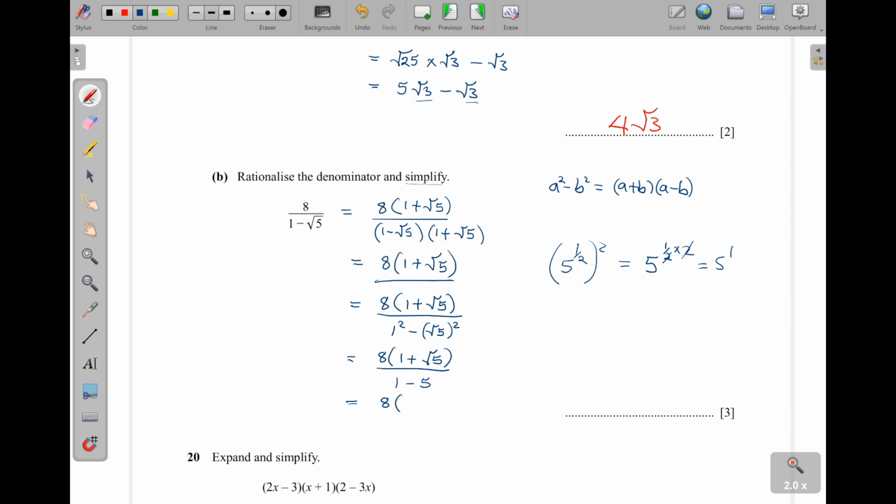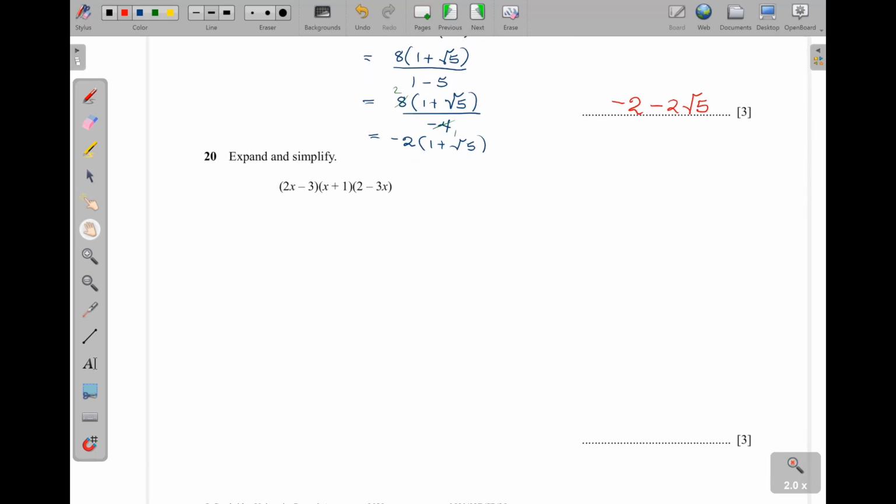And then here we have 8 times 1 plus root of 5, then over negative 4. Now negative 4 here goes in 8. 4 goes in 8 2 times. So that means I can have my answer as negative 2 into 1 plus root of 5. Or I can open the brackets and then I write negative 2 minus 2 root of 5. As simple as that.